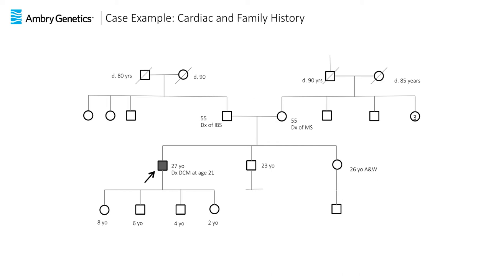And again, the family history is really unremarkable from a cardiomyopathy standpoint. His parents are in their mid-50s. His mother has a diagnosis of multiple sclerosis. He has a 23-year-old brother and a 26-year-old sister, both of whom are alive and well and in good health. He has 4 children, and actually I just learned he's got a 5th on the way, all of whom are healthy with normal growth and development.